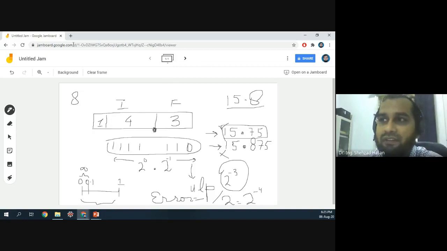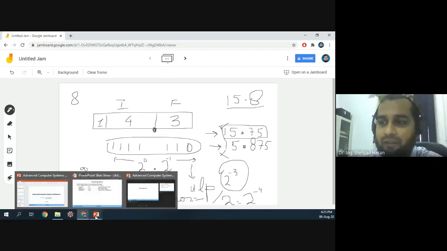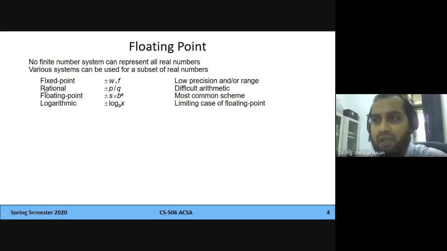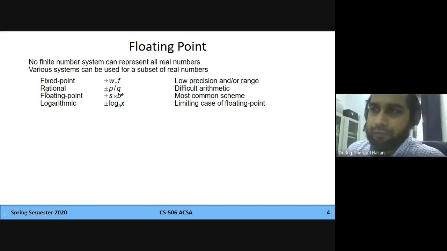So we come to other schemes here. Fixed point has this disadvantage: if you're going with fixed point number systems, then it has low precision and range. Precision is going to be low because it depends on the fractional part that you have. But the main disadvantage here is that the range is very low. Okay, so then we have another system called the rational number system to store real numbers.